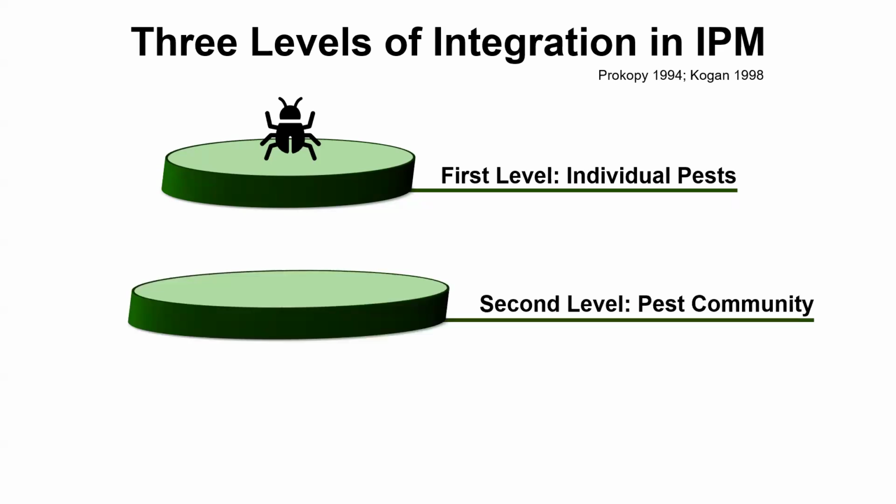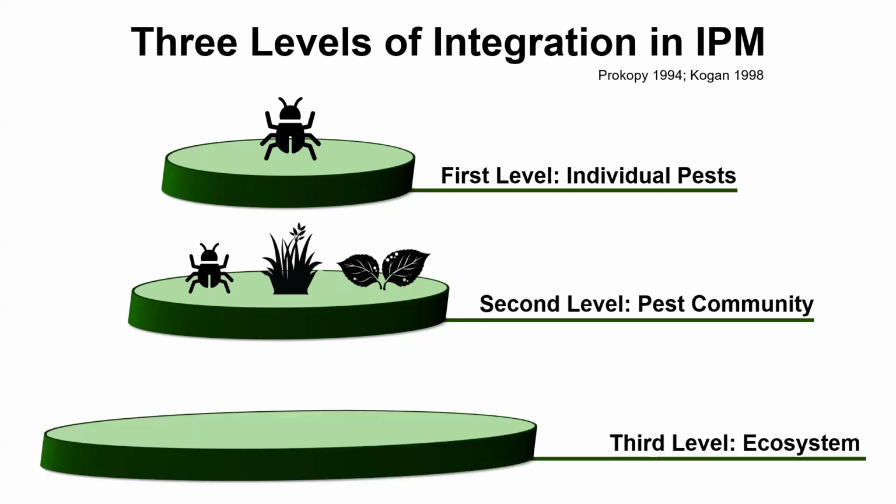The second level is pest community. So thinking about not only a singular particular pest that we're having an issue with on this particular plant, but maybe thinking about, are there also other pests or other pathogens impacting this particular plant or certain area of plants, or even at the ecosystem level. So thinking more about managing all different types of pests, not just one particular pest.